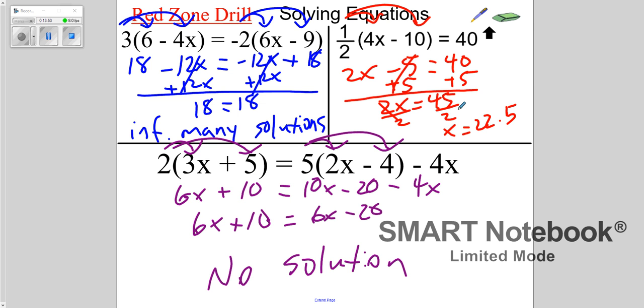That's fine. And in the purple one at the bottom, this one had an extra step. You needed to do distributive property on both sides. But then on the right side, there were like terms. The 10x and the minus 4x were like terms. So then you have 6x plus 10 on the left, 6x minus 20 on the right. And when you notice that they have the same variable but different constants, that means there's going to be no solution. So no solution on that one. No number you can plug in to make the 2 sides equal.